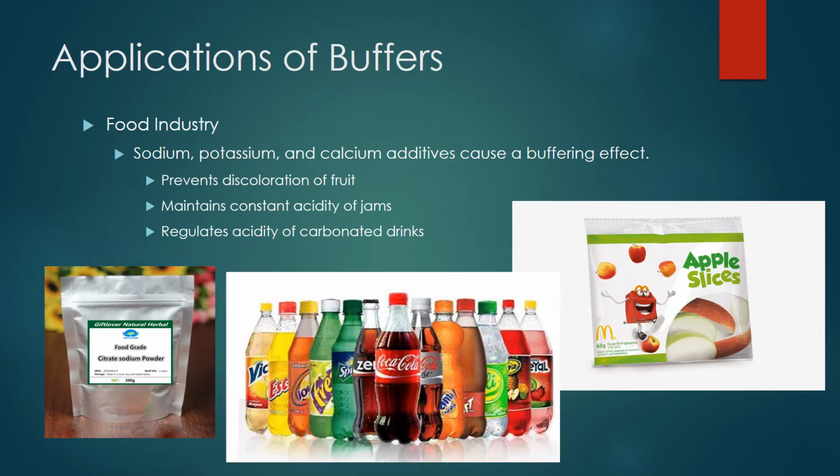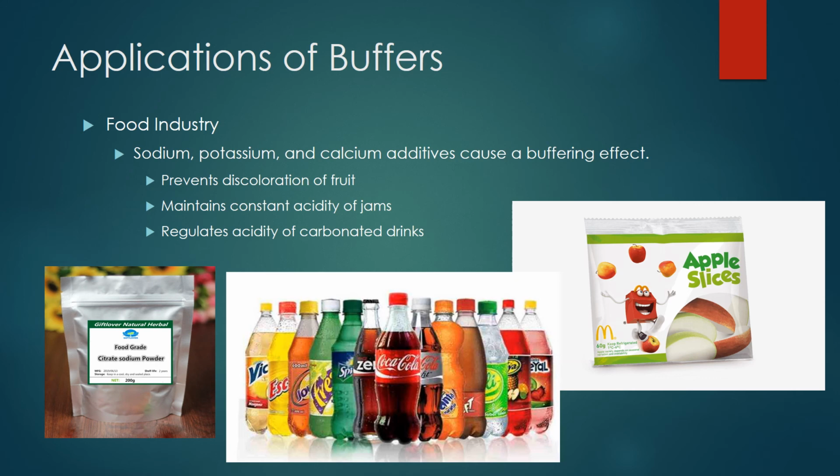So the last section that we have here is how can we apply this? Why are buffer solutions so useful? One of the reasons why buffer solutions are so useful is in the food industry and in pharmaceuticals for that matter. In the food industry, sodium, potassium, and calcium additives often cause a buffering effect. So sodium citrate, calcium citrate, and potassium citrate are all substances that are used in the food industry to resist changes in pH.